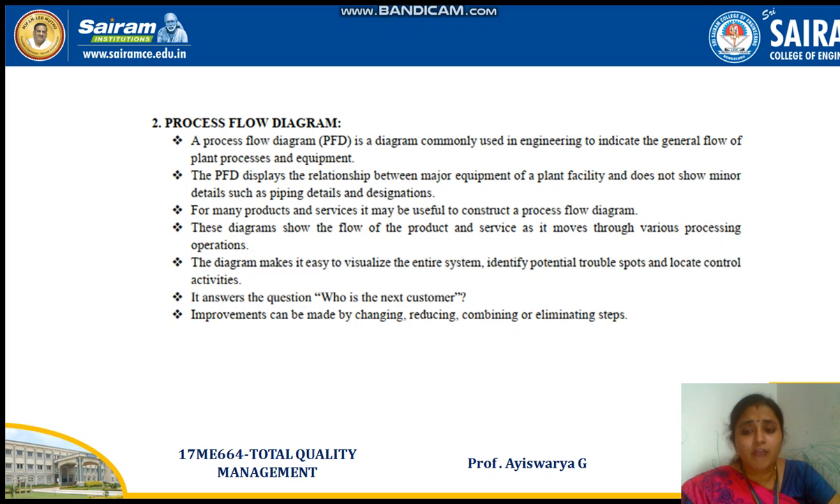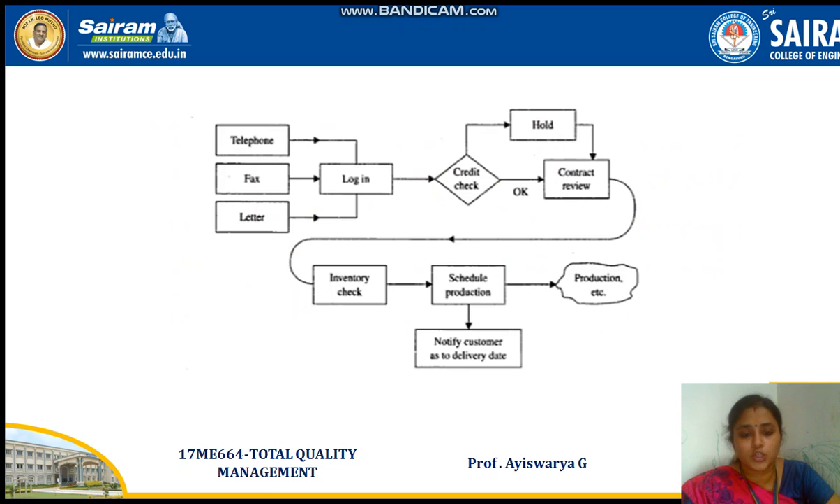So we have many products and services. With respect to the major plants, a process flow diagram will be framed, and questions are raised over here: how many services are required, how the operations are, what faults the people working there are facing, how the product comes, and who is our next customer. And they will make improvements for changing, reducing or eliminating the major defective items. So we can see the process flow diagram here.